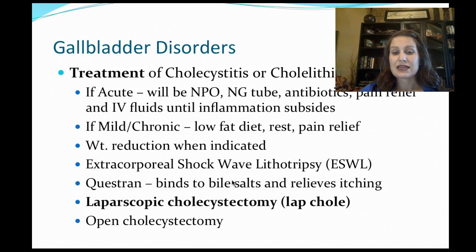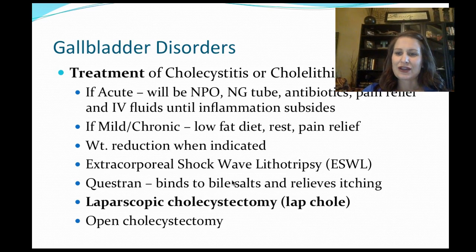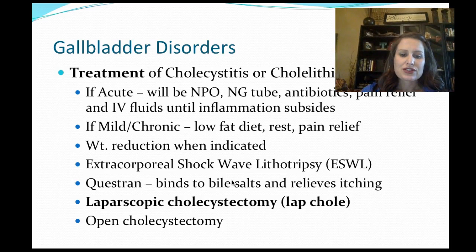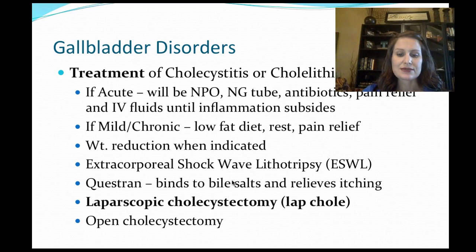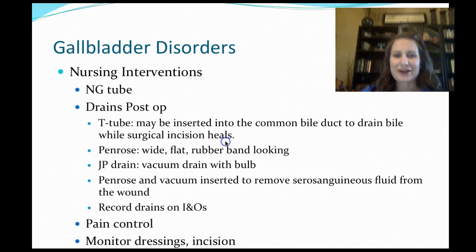to encourage them to rest and offer pain relief, weight reduction when it's indicated, and there is an extracorporeal shockwave lithotripsy or ESWL that we can do, and that's actually going in and shock waving those stones and breaking them up that way. Cholesterol binds to the bile salts, so this will relieve that pruritus that they sometimes feel. They can do a lap chole or an open cholecystectomy and actually go in and take out that gallbladder.